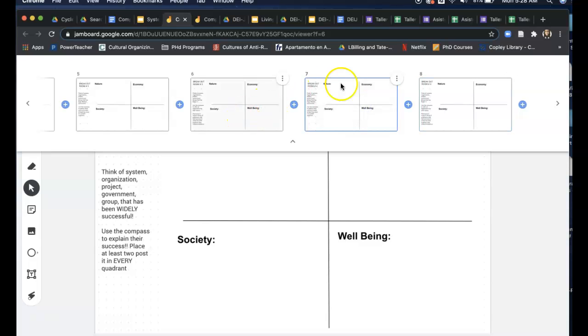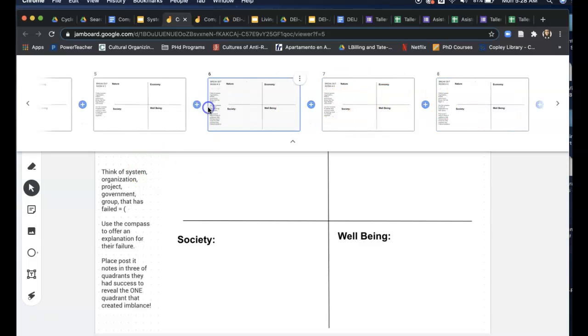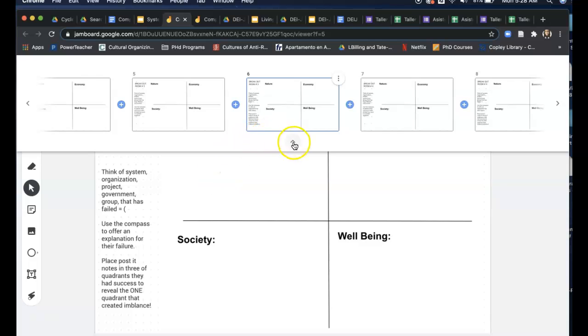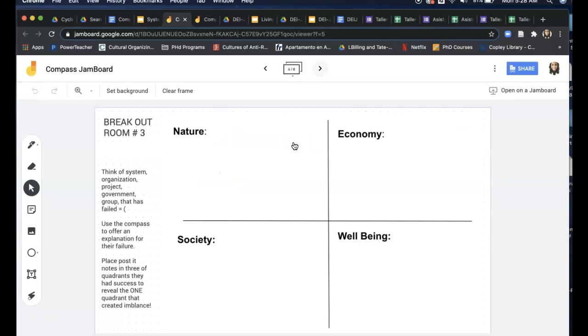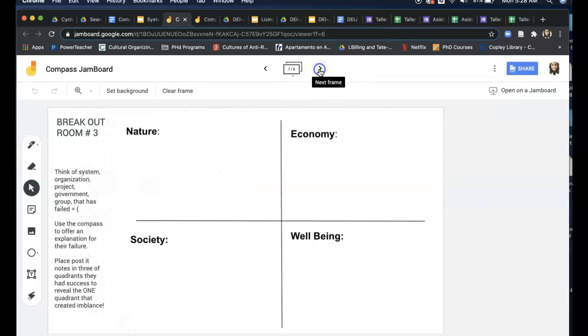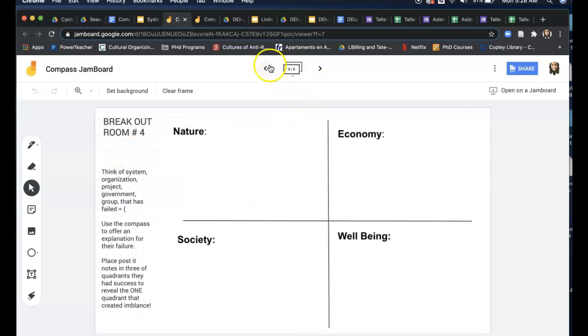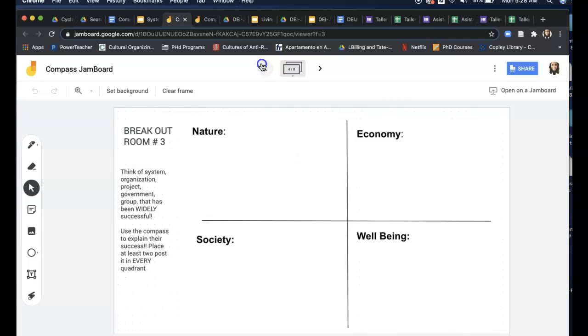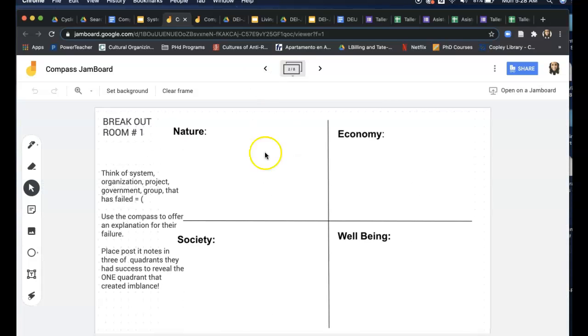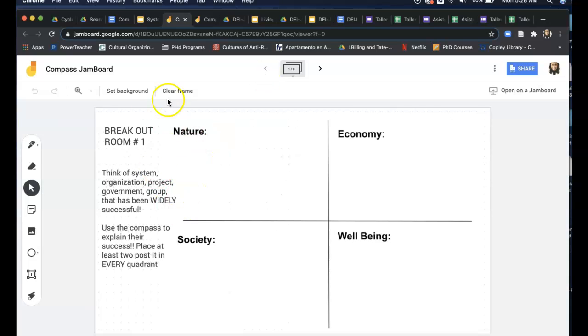If you need more breakout rooms, you would just add 2 more. And so then that would be breakout room 5. But I only have 4 breakout rooms because I think I'll just do groups of 4. So you'll see here breakout room 4, breakout room 4. So each breakout room is going to work on 2 of these slides in a Jamboard.